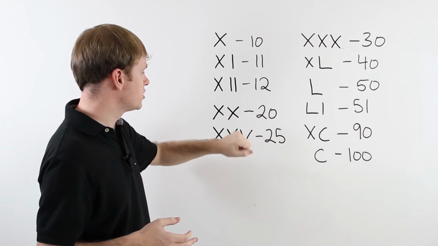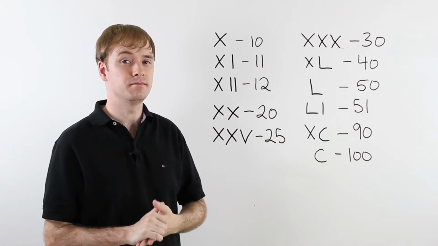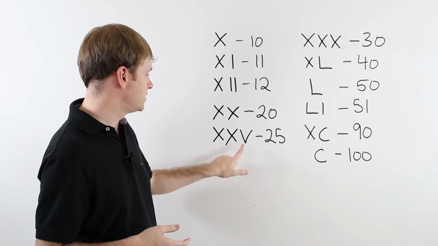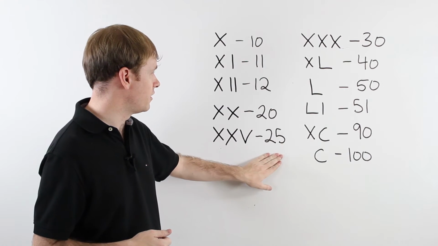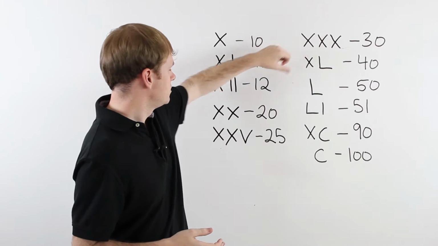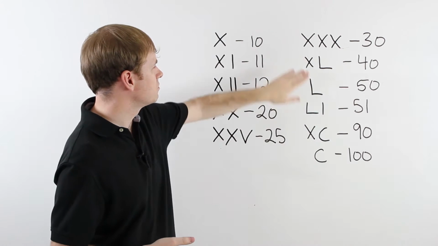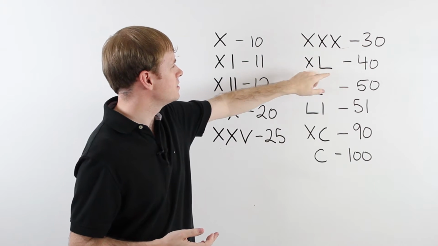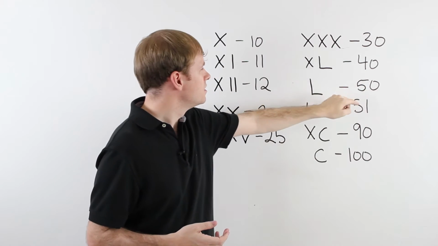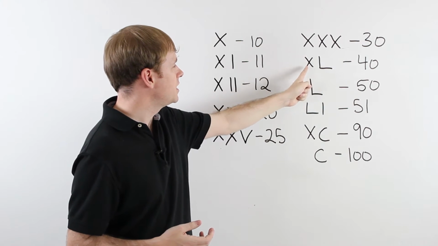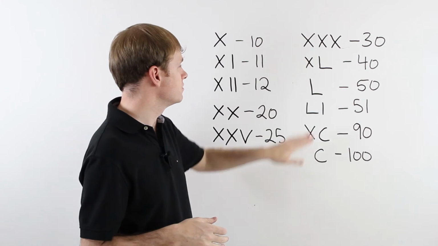So after 12, we're going to jump to 20, and 20 is XX. So 10, 10 means 20. XXV, we know V is 5. XXV, 25. Okay, let's jump more. XX is 20. XXX, 30. And then the next one, XL. XL is 40. Well, what is L? L is 50. So X is 10. Again, 10 before 50. So 10 before 50 is 40. So this means 40.